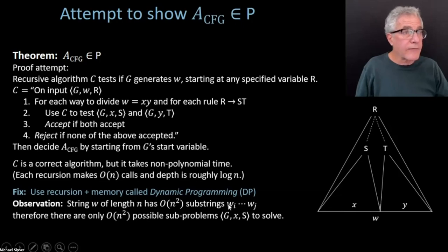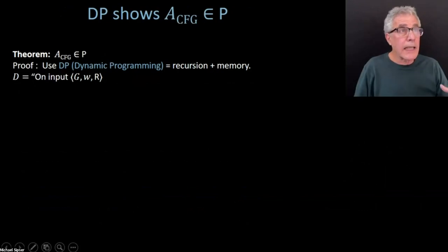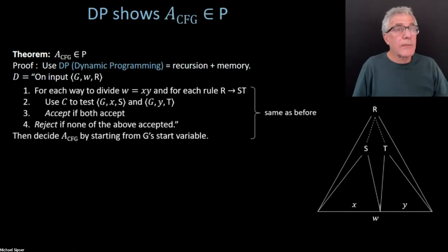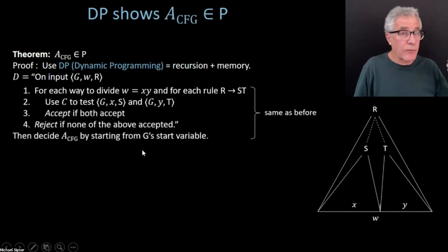There are not very many different substrings. So every time you're in your recursion somewhere, you're going to be working with a substring. So there's not that many different subproblems that you can possibly solve. And just remember when you solve the subproblem and not solve it again. So let me just show you that algorithm again here with the little modification. This is the same algorithm from the previous slide, just repeated here without all the other stuff so we can look at it directly: dividing it into X and Y for each possible rule and then recurse.